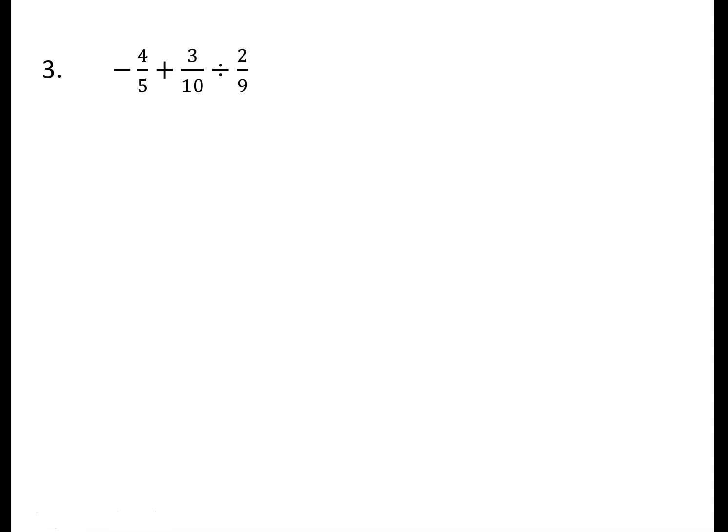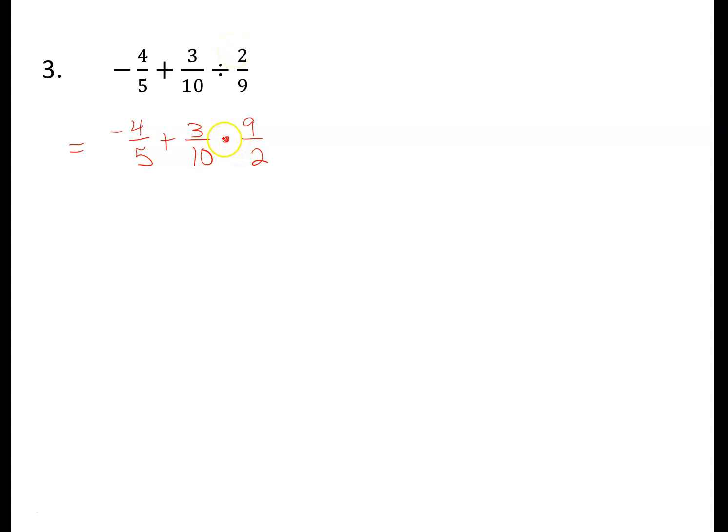Okay, so let's look at our operations. First operation's addition, second one is division. So we know that in order of operations, the division comes before the addition. So we're going to drop down that -4/5. And I'm also going to drop down the +3/10. And then to divide, I change the divide to multiply and flip, or take the reciprocal of this second fraction in the division.